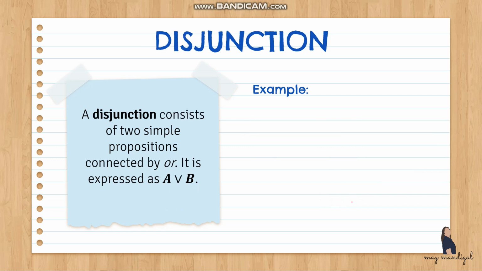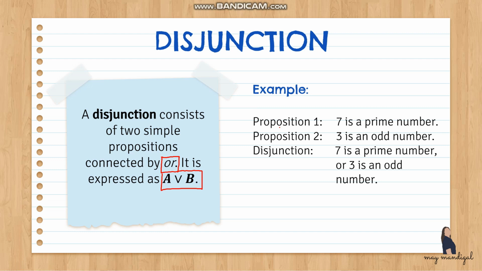For this junction, it consists of two simple propositions, but this time it is connected by OR. So it is expressed as A or B. So it's something like this. This time the symbol that we're using is like letter V. A and B again here are the simple propositions. We just represent them using letters.